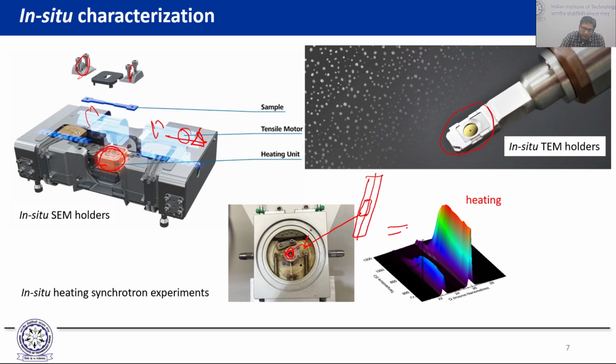Once you collect your data, you would be able to get this type of data where on one axis you have the value of Q, or you can convert it into 2 theta if you want. On the other axis you have the temperature, and on the third axis you have the peak intensity. So this is how you would visualize the results of this type of in situ experiment.